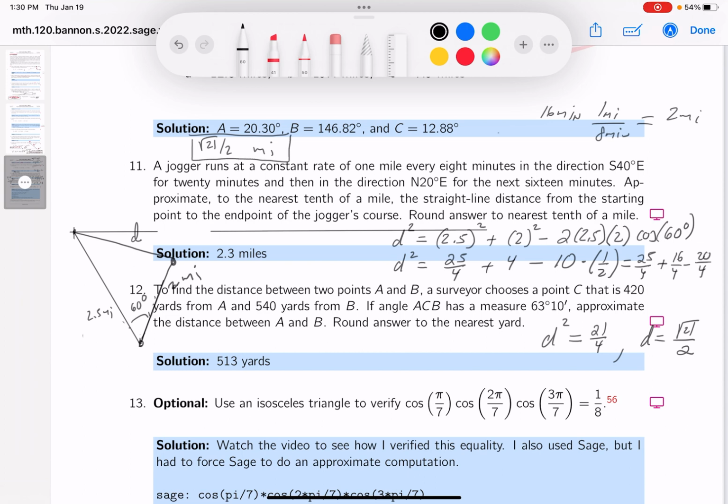But they did go on to say that I should round that to the nearest tenth of a mile. If you did that, I guess you'd need a computer, because the square root of 21 is kind of tough to do. But I'll leave that to you: take root 21 divided by 2 and see if you get that number over there. All right? Thank you.